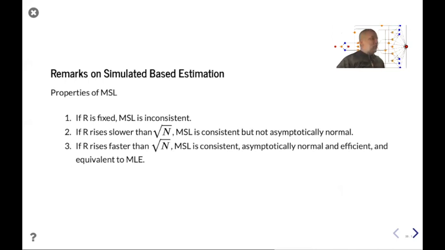A more pragmatic way to say it is you just need to have R increase as well in order to get consistency, because otherwise there's still going to be some bias left in the approximation of the integral. If it increases faster than root n, it's equivalent to maximum likelihood. It's asymptotically normal, efficient, and completely equivalent to maximum likelihood asymptotically. That's kind of clear, because whatever simulation noise there is would disappear faster than the sampling error that comes because you have a finite sample of observations of y's and x's.